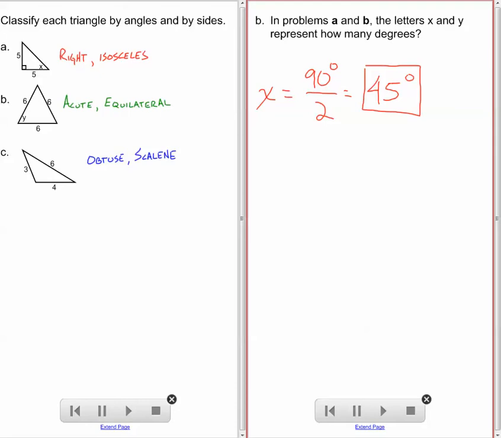Okay, and what about Y down here? Well, look, since the side opposite is 6, and the side opposite of this is 6, and the side opposite of this one is 6, that means all three of these angles are congruent. So we could do 180 divided by 3. All the angles in a triangle add up to 180 degrees, which means that each angle is 60 degrees.